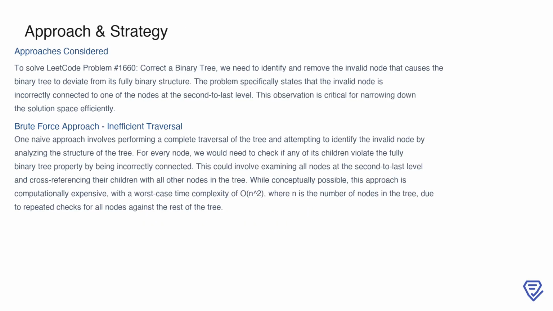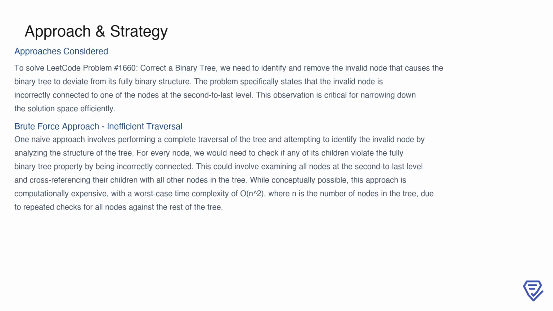To solve LeetCode problem number 1660, the goal is to identify and remove the invalid node that disrupts the fully binary structure of the tree. The problem specifies that this invalid node is improperly connected to one of the nodes at the second to last level. This detail is crucial because it allows us to focus our solution on a specific part of the tree, rather than analyzing the entire structure indiscriminately.